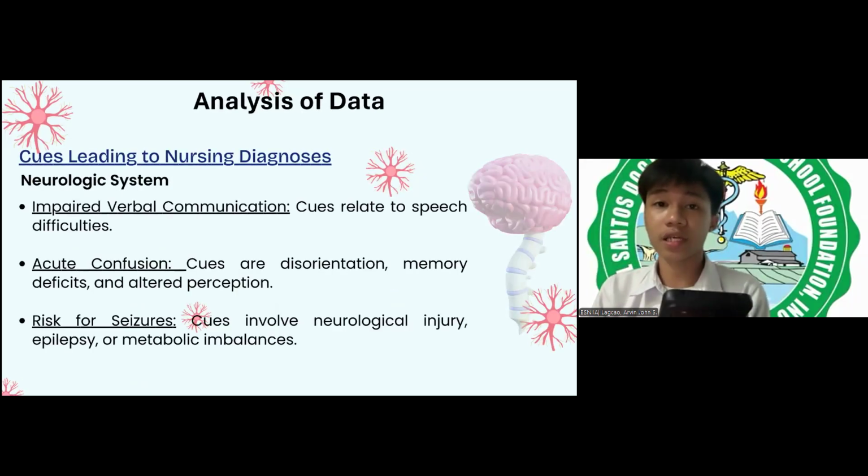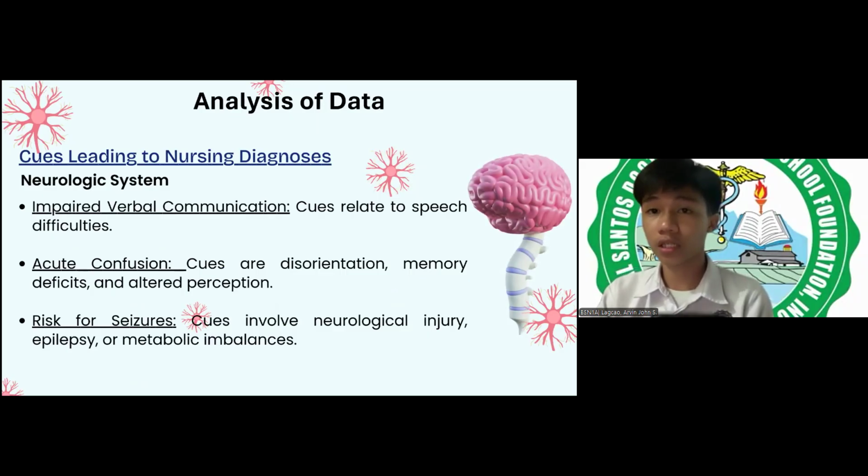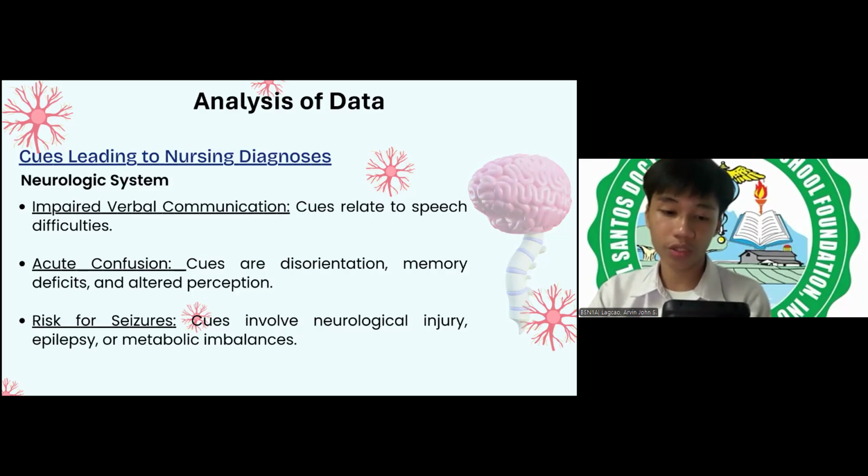For the neurologic system, impaired verbal communication, cues related to speech difficulties. For acute confusion, cues are disorientation, memory deficits, and altered perception. Next is for the risk for seizures, cues involved for neurologic injury, epilepsy, or metabolic imbalances.